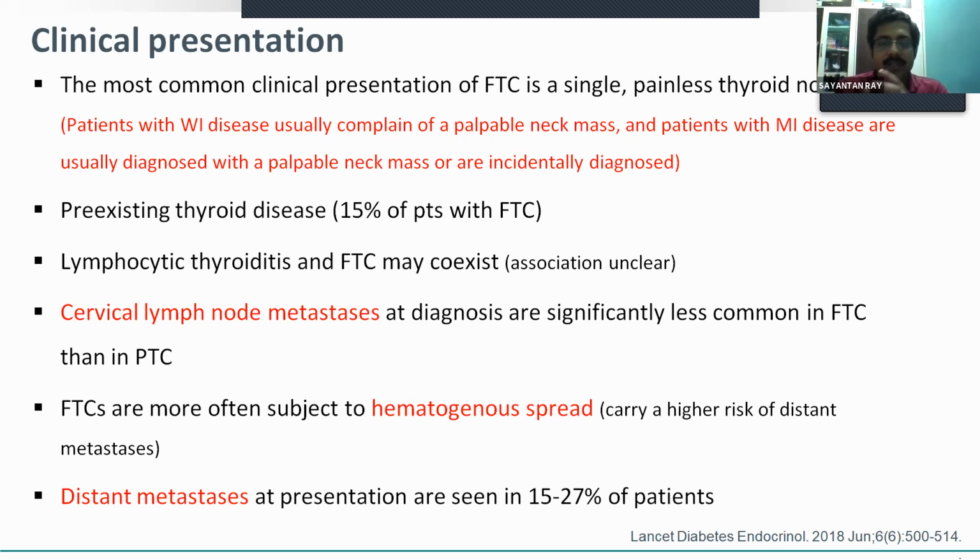Regarding metastasis and distant spread, cervical lymph node metastasis at diagnosis is significantly less common in follicular thyroid cancer as compared to papillary thyroid cancers. And follicular thyroid cancers are more often prone to hematogenous spread, which carries a high risk of distant metastasis. And regarding cervical lymph node metastasis, if present at diagnosis, it points towards a possibility of Hurthle cell carcinoma. Regarding distant metastasis, if present initially, it can be seen in 15 to 30% of patients, and particularly the distant metastases are found in the shoulder girdle, sternum, skull, and iliac bone.